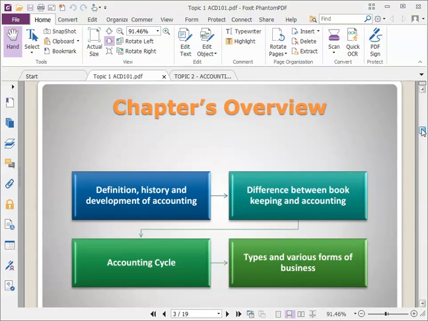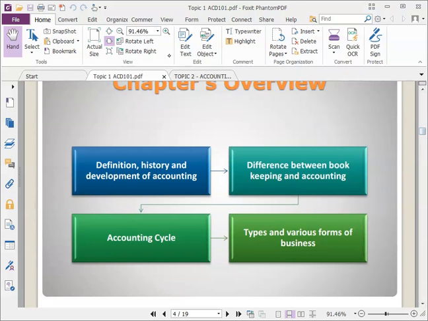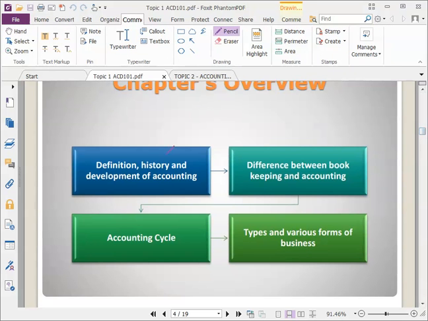The chapter overview: definition, history and development of accounting, and the difference between accounting and bookkeeping. Then we look at the accounting cycle, and then various forms of business. Mostly small businesses like family businesses we call a sole proprietorship. Later on we will discuss it further. Let's look at the next slide.